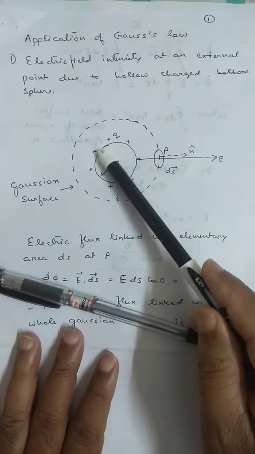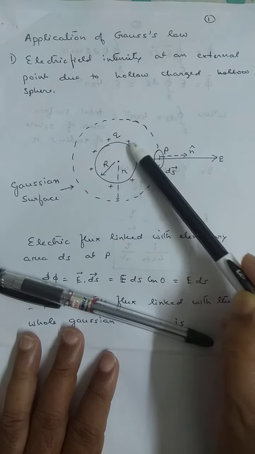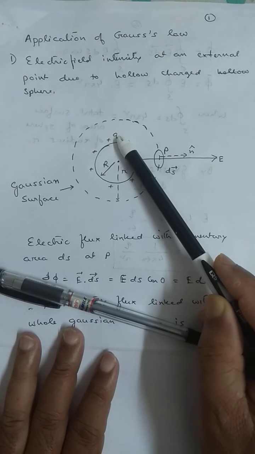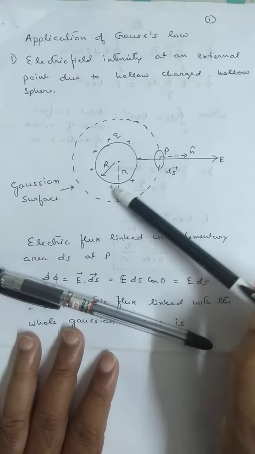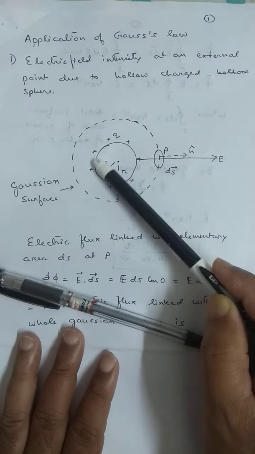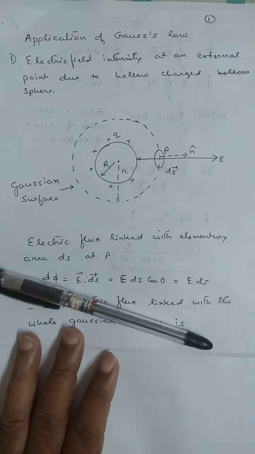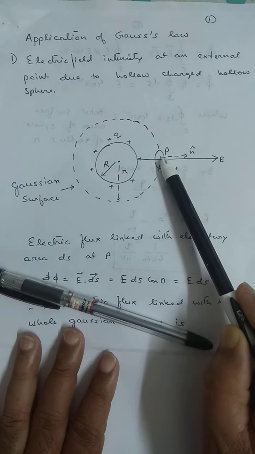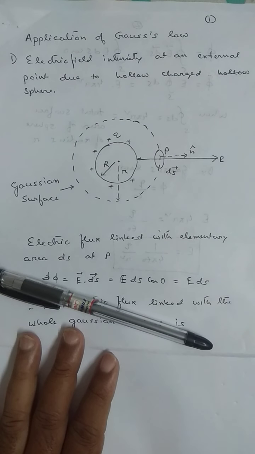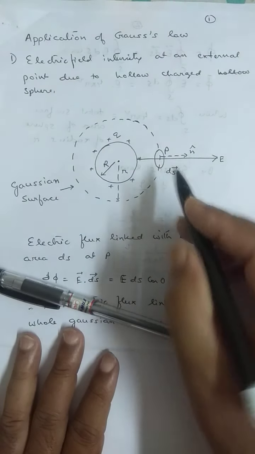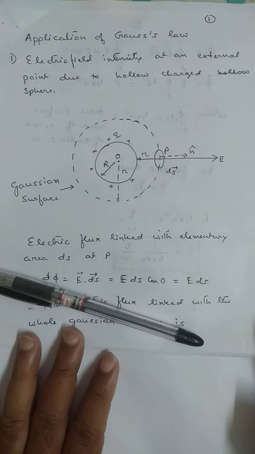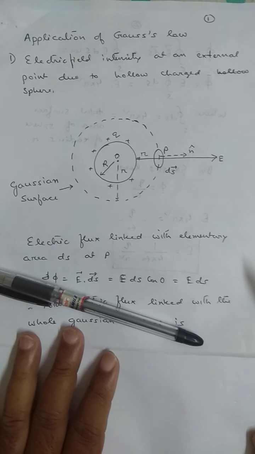So this is the spherical body of radius R. Q charge is given on the body. We know that this charge is uniformly distributed throughout the surface of the spherical body. We have to find out the electric field intensity at a point P, which is at a distance r from the center O of the charged body.